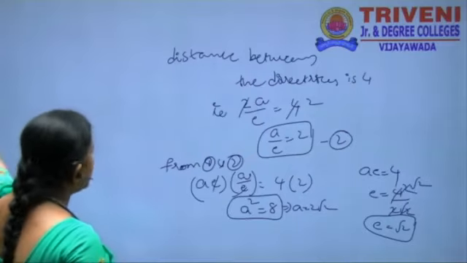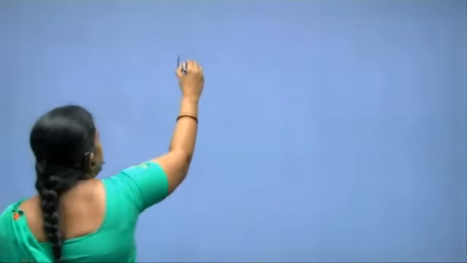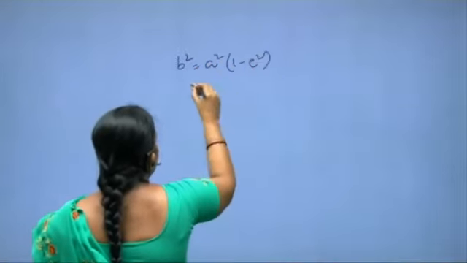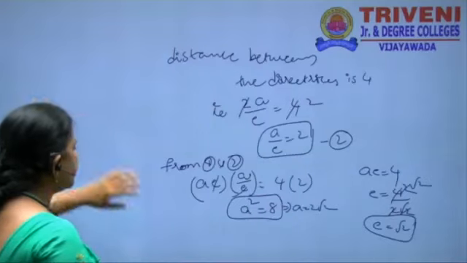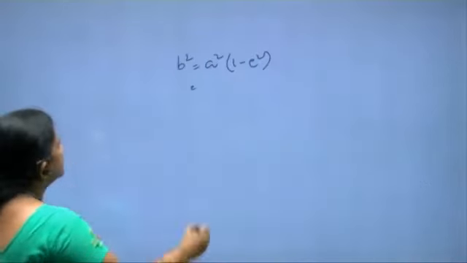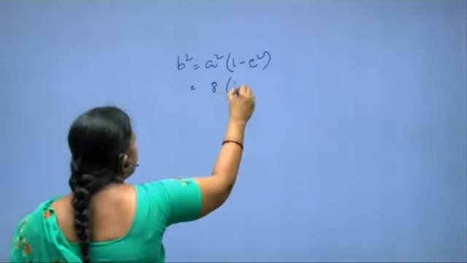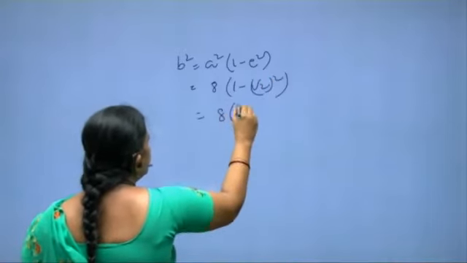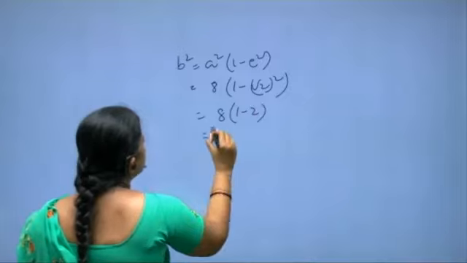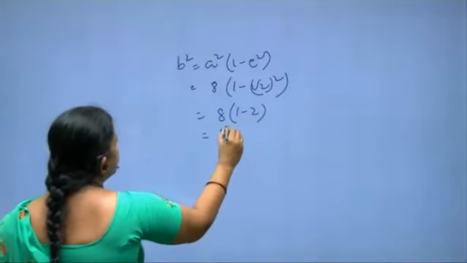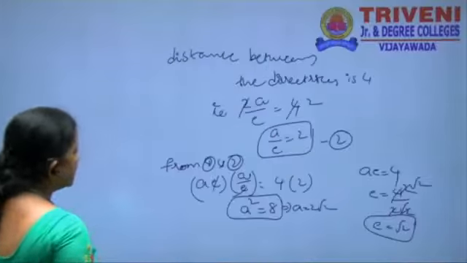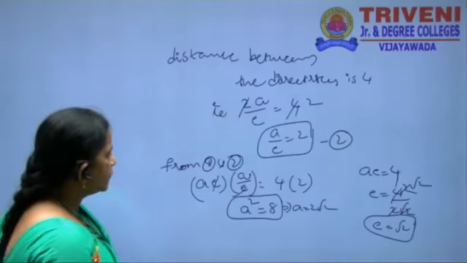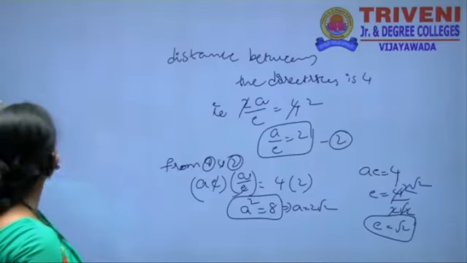Then find the value of b square. B square is equal to a square into 1 minus e square. The value of a square is 8, and e square is root 2 whole square. That is 8 into 1 minus 2. ae is equal to 4.